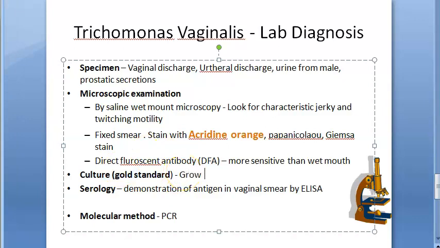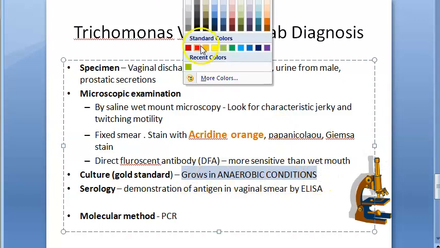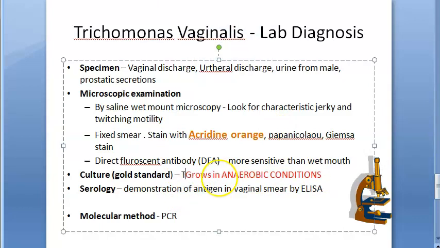It grows in anaerobic conditions. So just pay attention here. Trichomonas vaginalis, TV, grows in anaerobic conditions. So you should know that the optimal pH is like 5.5 to 6.0. So we saw the optimal pH of vagina, it's around 4, right? Didn't we?